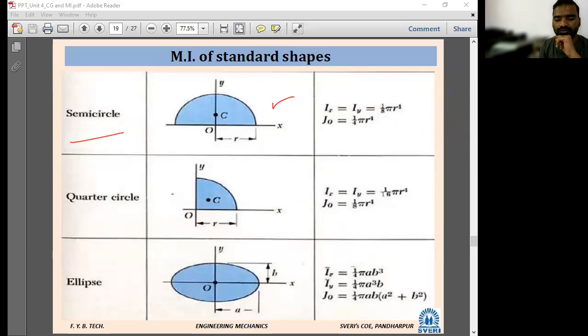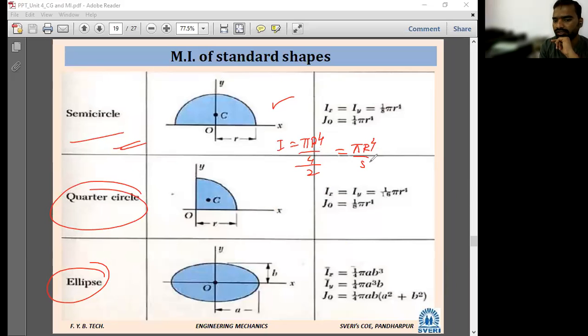Ellipse, don't write down. Okay. Now this is not required. This is very rare. So this must be sufficient. So I is equal to pi r raised to 4 divided by 4 divided by 2, that is equal to pi r raised to 4 divided by 8. That's sufficient. Is there any doubt to anybody?